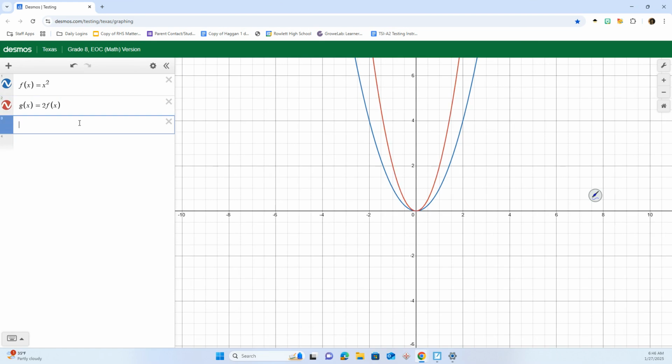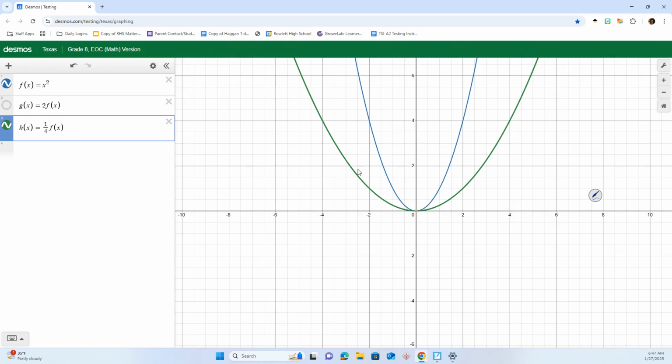Okay? So what happens if we multiply by a number between 0 and 1? Let's say 1/4, like it says on the paper. Again, our vertex stays the same, but when we multiply by a number between 0 and 1, we got wider. Okay? We went from blue to green.